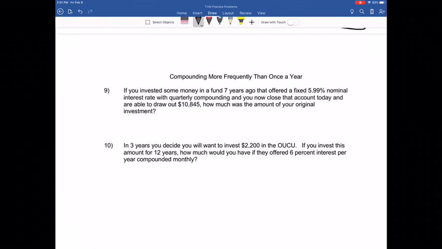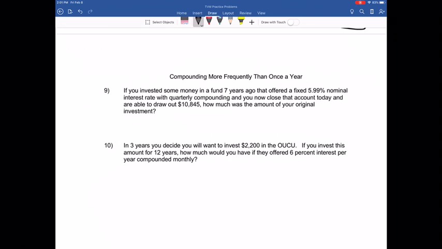So in this problem, it says, I invested some money in a fund 7 years ago that offered a fixed 5.99% nominal interest rate, meaning that it has not been adjusted with quarterly compounding. So it's 5.99% per year, but we don't get 5.99% per quarter, okay? So the nominal interest rate is what is called a simple interest rate. It is the interest rate per period, where in this case it's the interest rate per quarter, multiplied by the number of compounding periods, and that is how we get that nominal interest rate. So you'll see what the interest rate per period is when we go through our calculations.